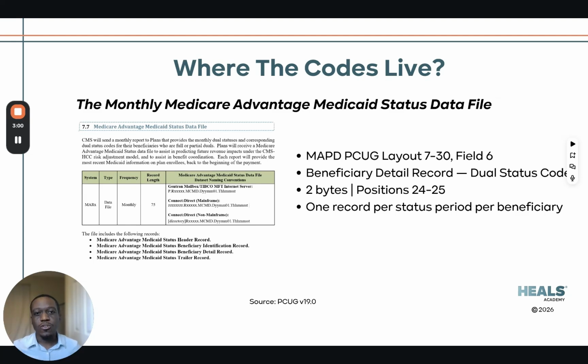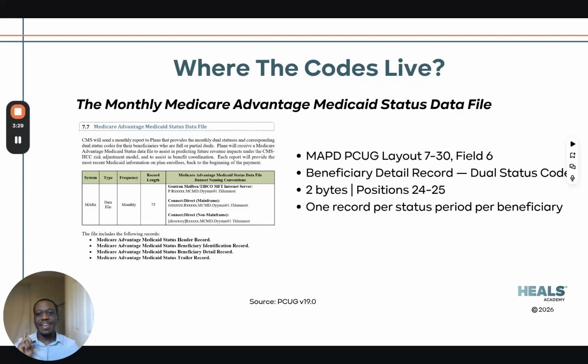So where do the codes live? There is a monthly Medicare Advantage Medicaid status file, the MCMD file, that is in the Plan Communication User Guide. And if you're new to this and you don't know the Plan Communication User Guide, there's also another monthly series that we focused on the Plan Communication User Guide. I will encourage you to look at that one too.